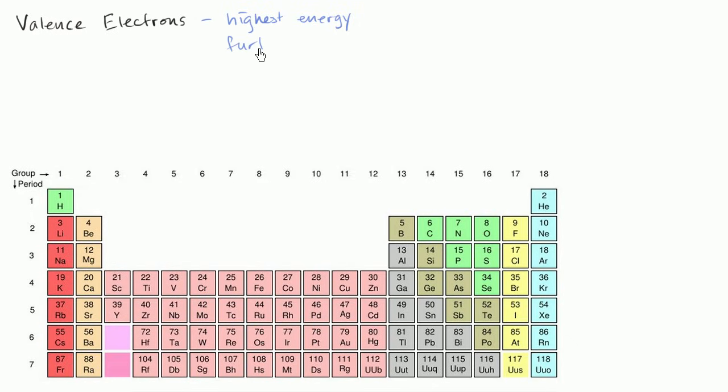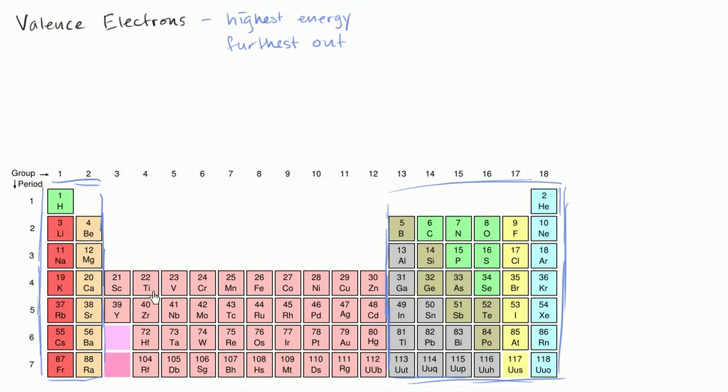As I said, these tend to be the highest energy and furthest out electrons. And you might be saying, well, aren't the highest energy electrons the furthest out, or aren't the furthest out the highest energy electrons? Well, that is true if we're talking about the s block right over here, or the p block right over here. But that is not necessarily true for the transition metals, the non-main block elements. And so that's why I'm not using an absolute. I'm saying it tends to be the highest energy, furthest out electrons.